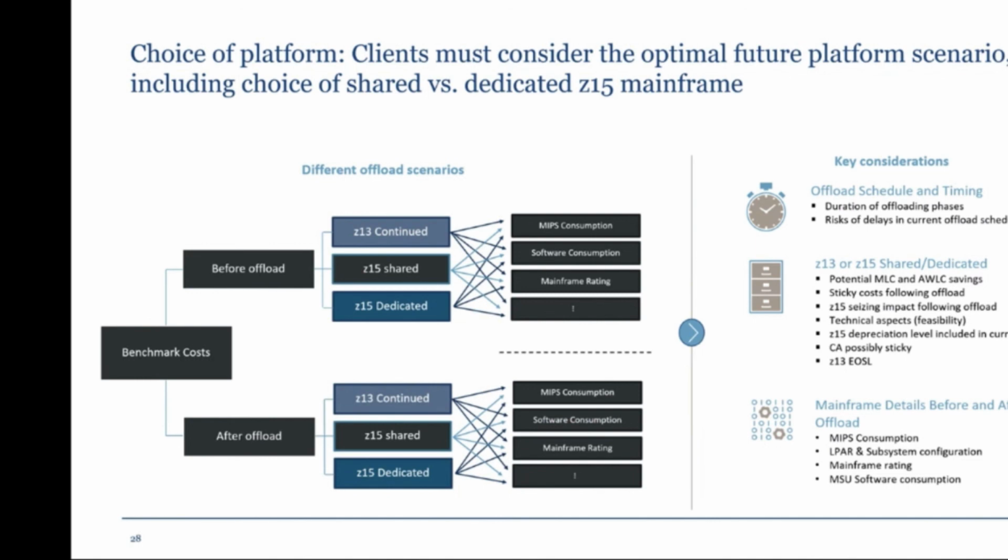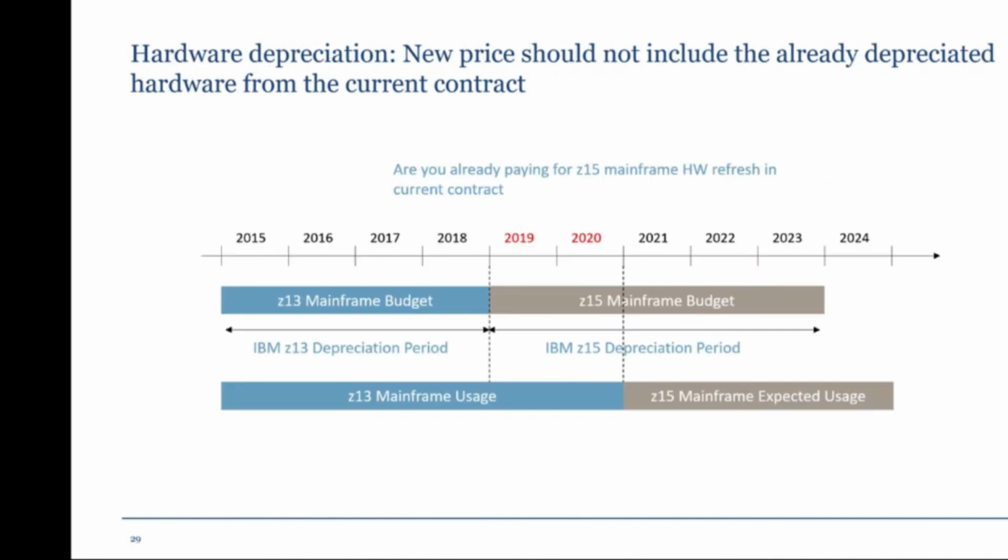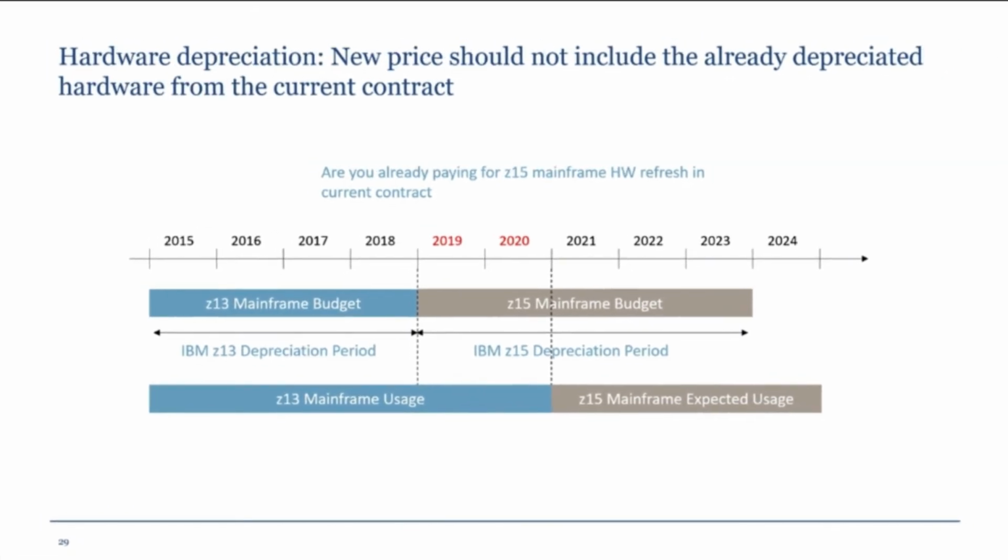And then another point we feel is important, sort of the timing of this. So have you been paying for an upgrade as part of your current contract? What part of the Z15 upgrade was included in the hardware refresh? Also important to just discuss, okay, the depreciation periods and the assumptions around the old contract. That's very important because mainframe relationships or contracts tend to be sort of long-lasting. So make sure you take that into account.